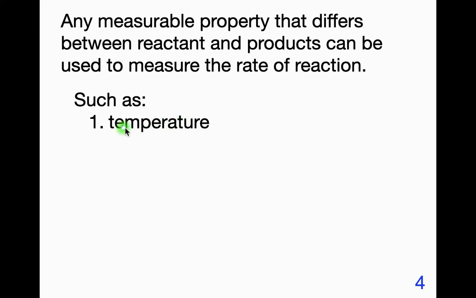So let's say a reaction is exothermic. As time goes by, the temperature is going to increase. And so the rate of the reaction could be change in degrees Celsius per unit of time.